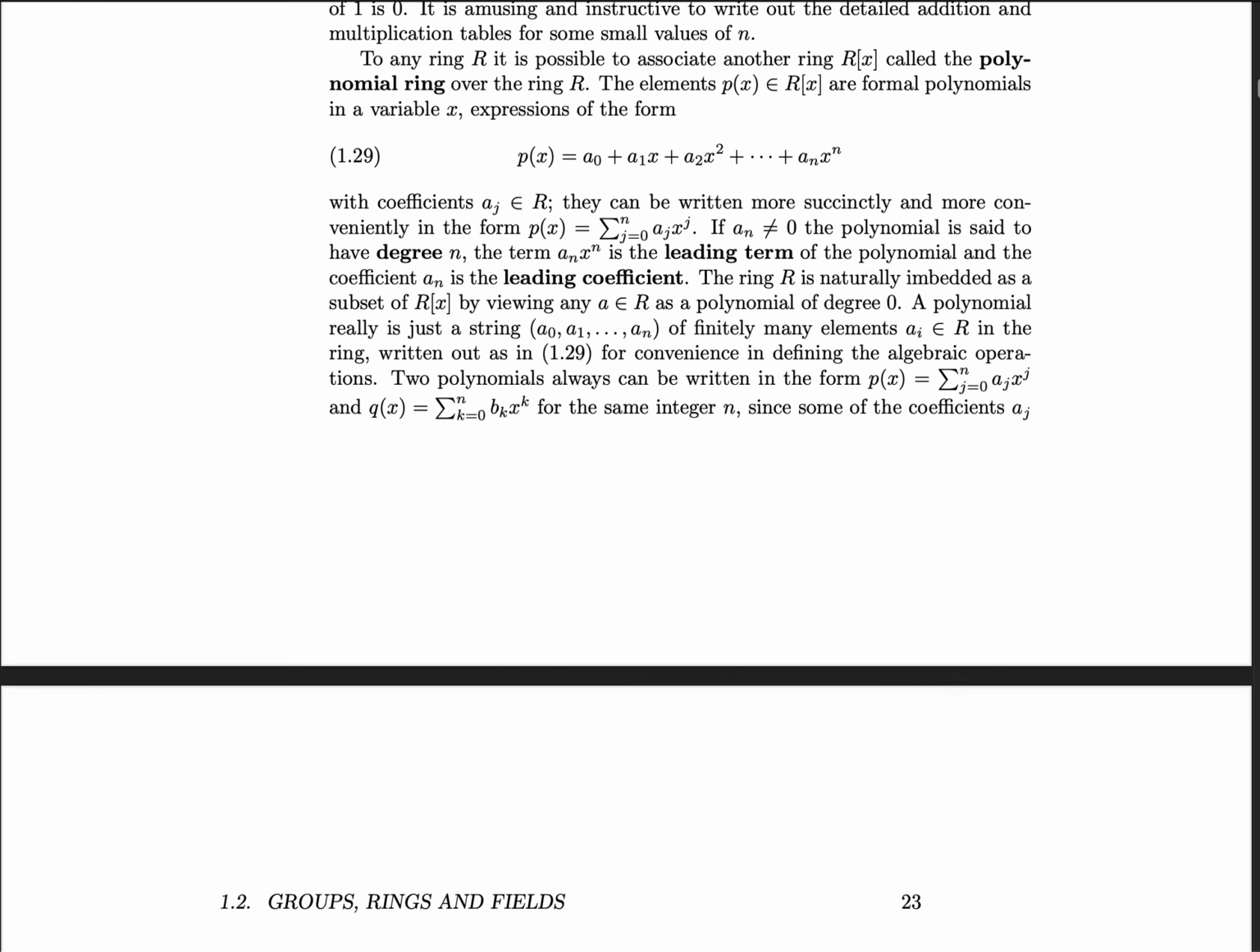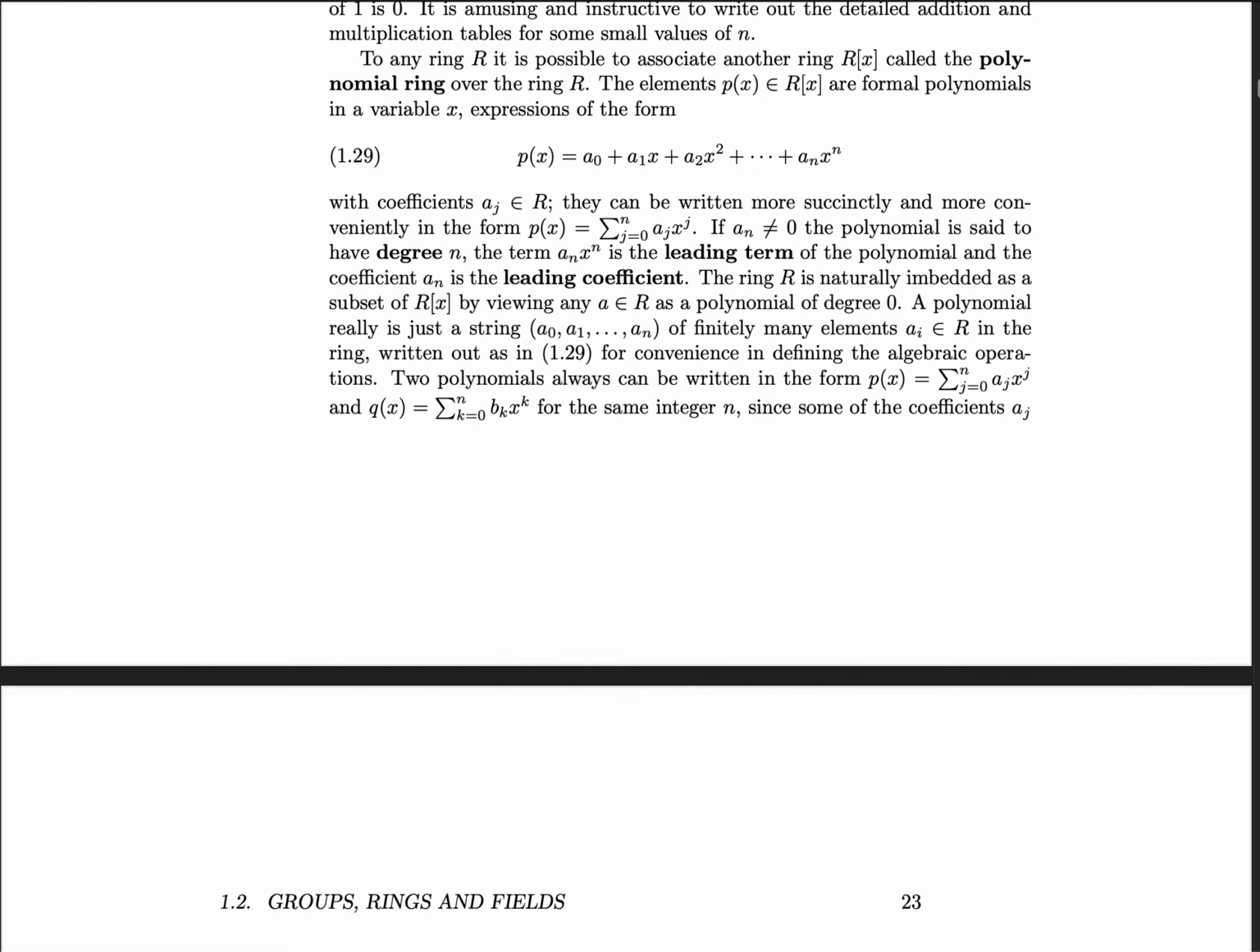We'll now continue by discussing polynomial rings and then integral domains. To begin, we'll note that to any ring, it is possible to associate another ring, R[x], which is called the polynomial ring over any ring R. The elements of this ring are polynomials of the form p(x), which are formal expressions, a0 + a1x + a2x^2 + ... + anx^n, with coefficients aj, which are taken from R.